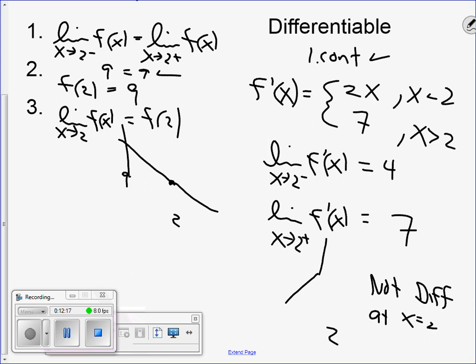Well, a max or min? Well, first of all, to have a max, the derivative has to go from positive to negative. And then to have a min, the derivative goes from negative to positive. This is just positive to positive, so it's neither.